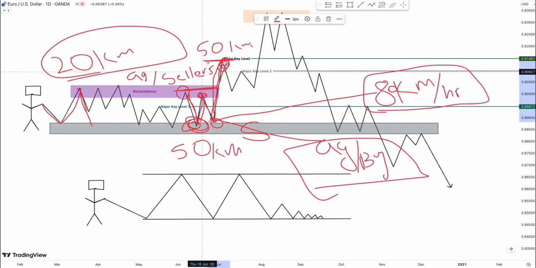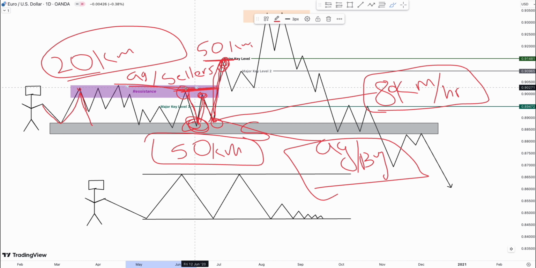And then the sellers enter, and then it's 50 kilometers, and that's why it's coming back here. And then once it comes back here, 80 kilometers per hour, so more aggressive buyers than previously. This was 50, now it's 80, right? So more aggressive buyers, and then we enter a huge profit, and then you can take longs here. Many people did, and that's why we broke above this previous high right here.